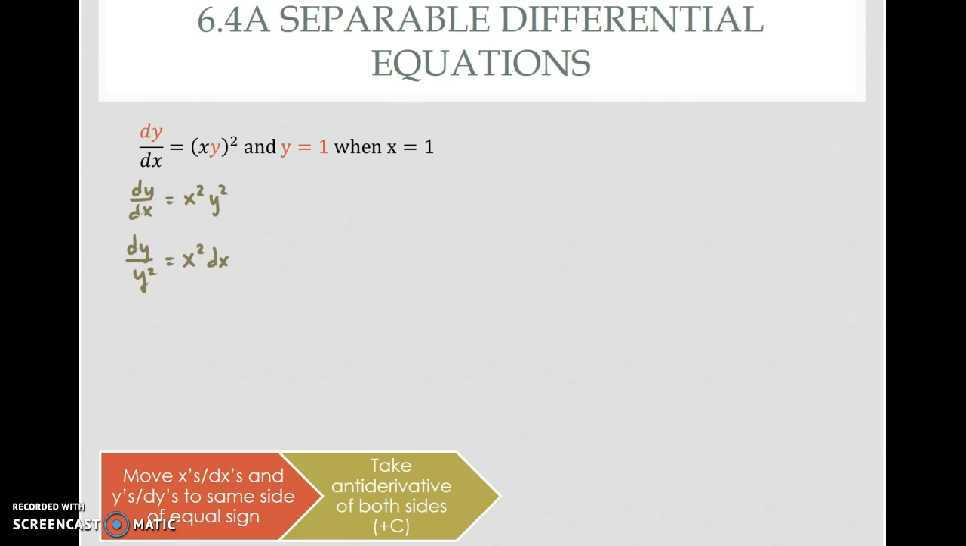Okay. Next, I'm going to take the antiderivative of both sides of my equation. So I'm going to do an integral of both sides. I have the integral of dy over y squared is equal to the integral of x squared dx. I will have a plus c, but I'm only going to have a plus c on one side of my equation because the c is sort of arbitrary, so it doesn't really matter. I'm going to write this as y to the negative 2 dy.